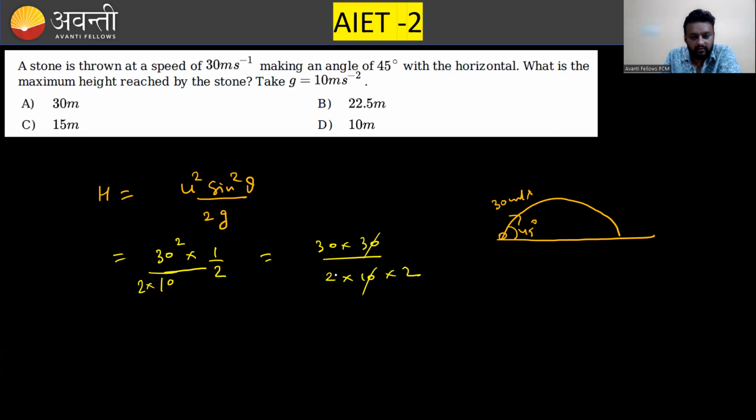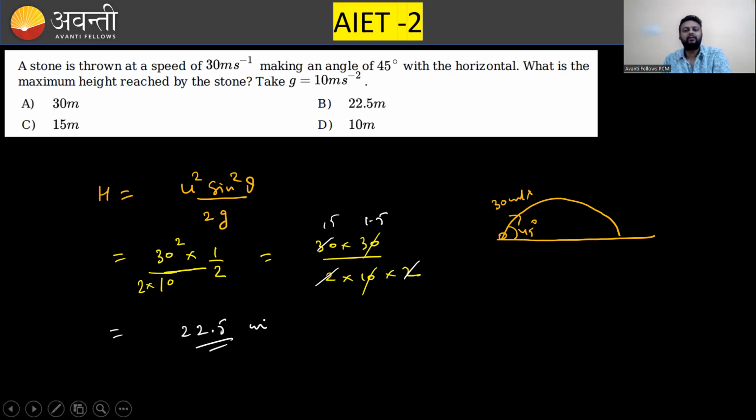So if I divide it, that is 15, that is 1.5. So that will be 22.5 meter. This is a simple calculation, nothing else. I hope this question is again clear to you, everyone. Moving further for the next question.